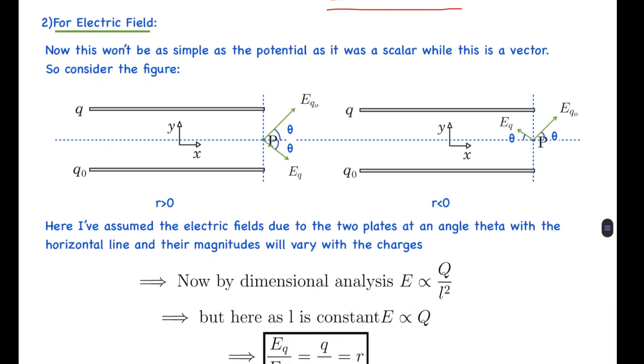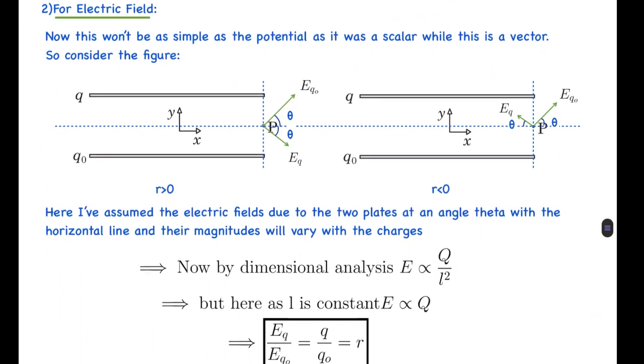Now let's consider the electric field. As is clear, this won't be as simple as the potential, as potential was a scalar while electric field is a vector. So we'll have to consider it vectorially. The electric field due to the plate having charge q will be Eq, and that due to Q naught will be Eq naught. They will have different magnitudes, but they will be at the same angle with the horizontal because they have the same geometries.